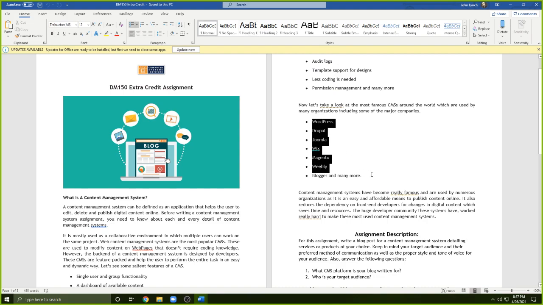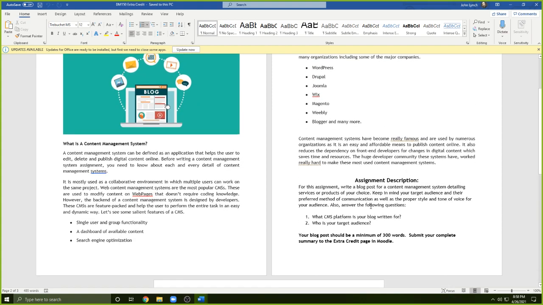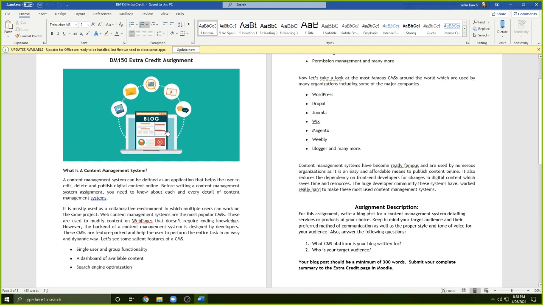Research it a little bit, make up a service or a product that you want to write about, and then write for that platform. And then also remember to answer these two questions. Again, this one isn't too hard. It shouldn't take too long either. Of course, I don't like saying that this stuff is easy. But if you take some time to look at it and then write about a service or product that you would like, this one's very straightforward. It's very similar to Project 3, except there's a bit more added in with picking out which CMS you would like to use, and then who your target audience is as well.